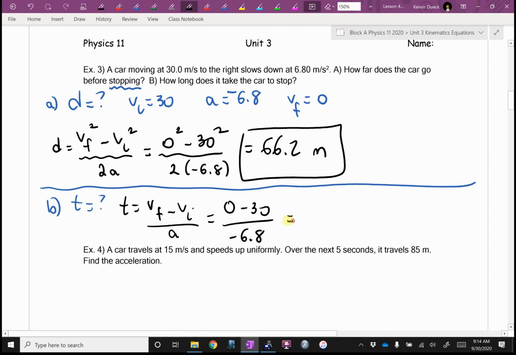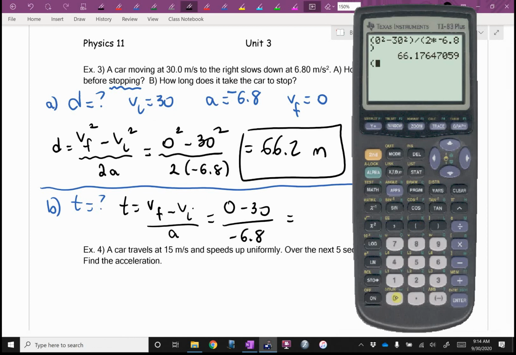So, 0 minus 30 divided by negative 6.8. Owen, do you get 4.4117? How about 4.41? Oh, he's still typing. Make sure all of you are typing these in. If you're just sitting here waiting for me to type them, I gotta say that's dumb, because you're sitting here anyways. You're setting yourself up.